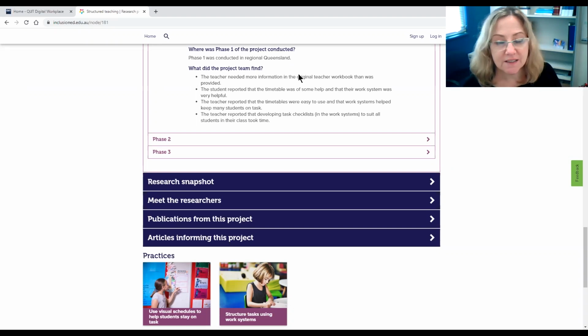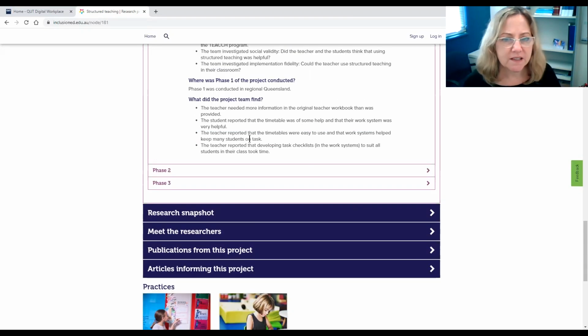Well, the teacher in this particular case study needed more information than was given in the original workbook. So the student reported that the timetable was of some help and the work system that was implemented was very helpful. Teacher reported that the timetables were easy to use and the work systems helped keep many students on task, and that developing task checklists as part of this thing called the work systems, using that as a whole of class, so to suit all students in their class, did take some time. Okay, so that's really useful to know.